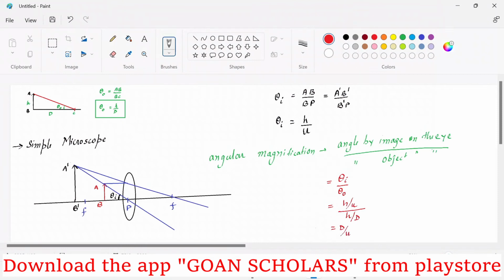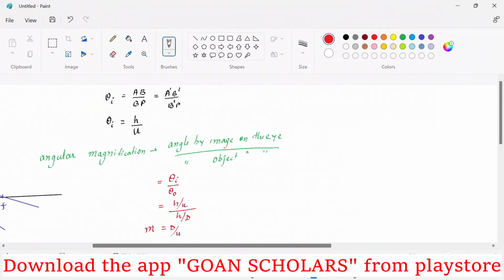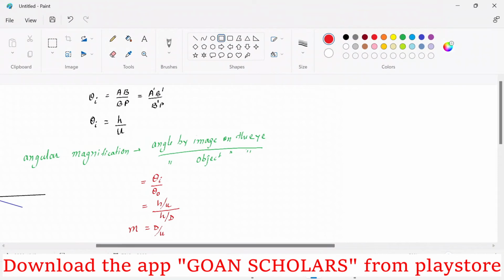This is your magnification. Now, this magnification has two cases. This is very important. If you are given D and U, you can directly use this formula. But sometimes they give you special cases. Case 1, minimum magnifying power.